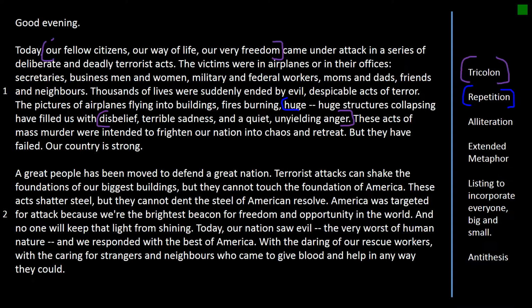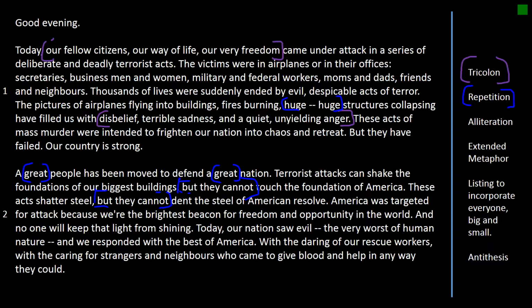So we've got huge structures in the first paragraph, and in the second paragraph we've got great people, okay, to defend a great nation. We also have but they cannot. Okay, so we've got our first example here, but they cannot touch the foundation, okay, and but they cannot dent the steel.